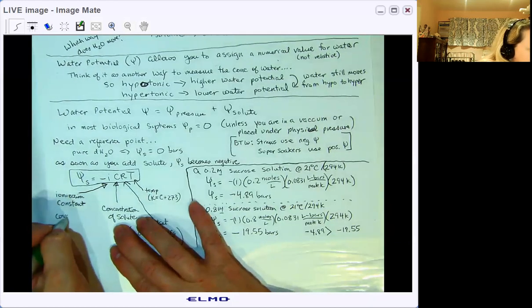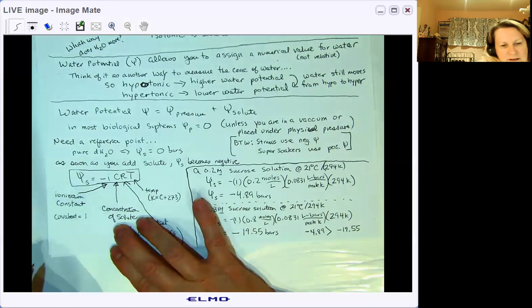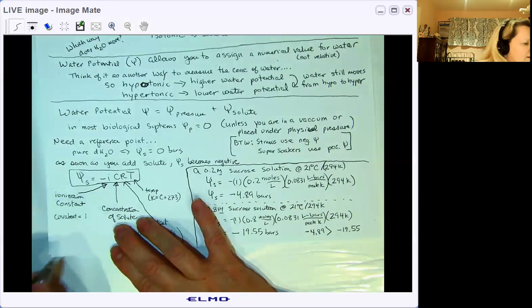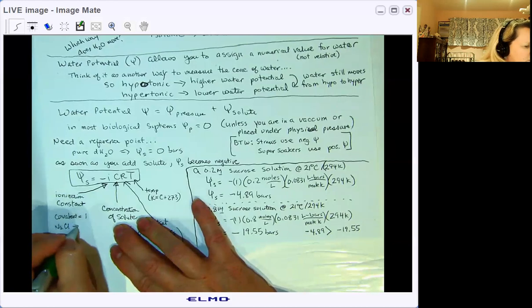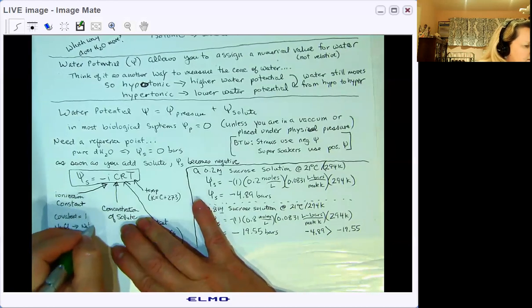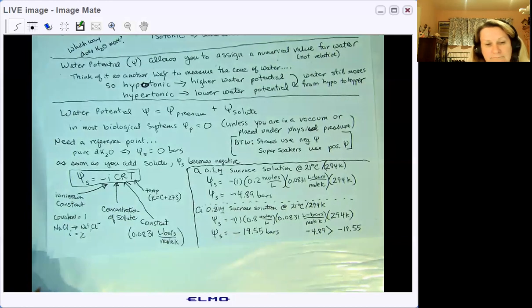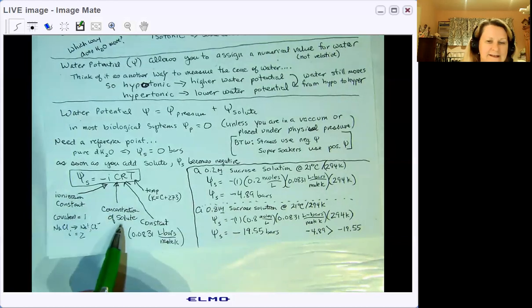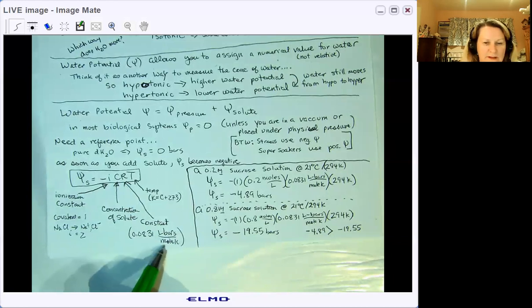If it is a covalent compound, like what we're using in this lab, sugar does not form ions, it doesn't separate, so its ionization constant is going to be 1. However, if we're using something like sodium chloride that does ionize into sodium and chlorine ions, then i would equal 2, okay? C is the concentration of solute. R is a constant, 0.0831 liter bars per mole Kelvin.